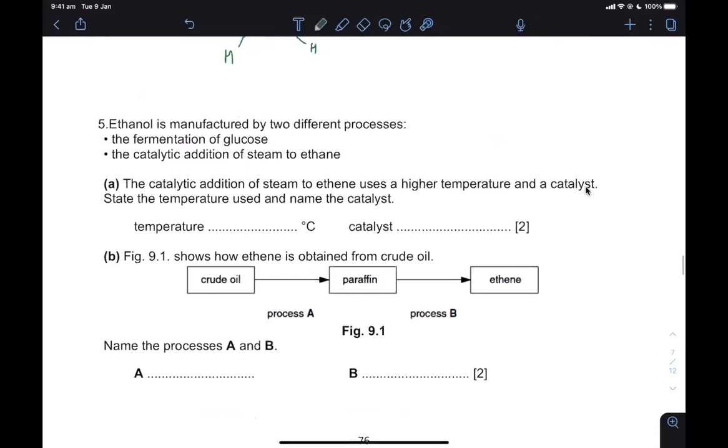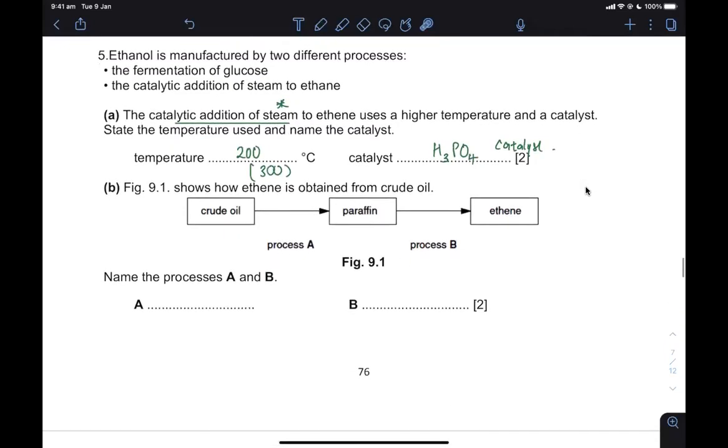Last but not least, this is catalytic addition of steam. So we are doing addition of steam. We need around 200, or you can use 300 degrees Celsius, it is up to you, with an H3PO4 catalyst. H3PO4 is concentrated phosphoric acid. So that's what we do there.